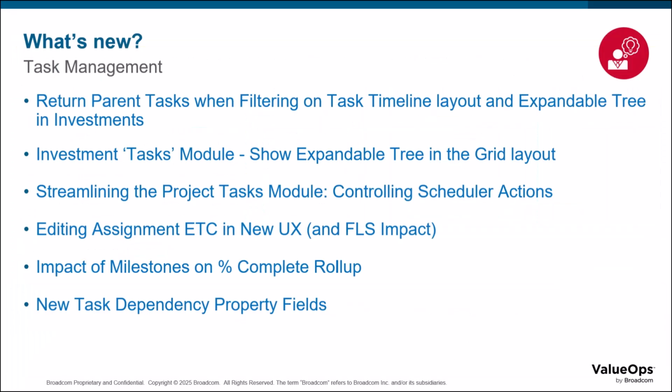To recap, in Clarity 16.3.3, we delivered a revolutionary expandable tree in the Tasks grid, offering unparalleled WBS management with powerful right-click actions and contextual filtering. The ability for project managers to streamline their UI by removing irrelevant scheduler actions. Direct editing of the assignment ETC scalar field for better resource forecasting with control via field level security or business rules. A more accurate percent complete rollup that now includes milestone task status. And more informative task dependency fields for better visibility.